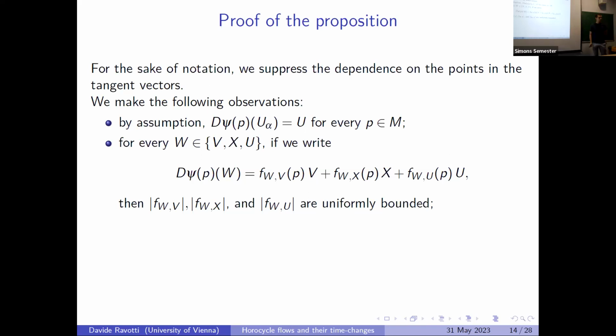Okay, so at any point, the image of any tangent vector is a linear combination of V, X, and U. Maybe I should remind you that U was the generator of my horocycle flow, X is the generator of the geodesic flow, and V the generator of the unstable horocycle flow, the other one. The coefficients will depend on the point, but their absolute value is going to be uniformly bounded.